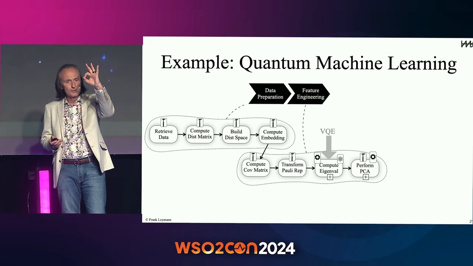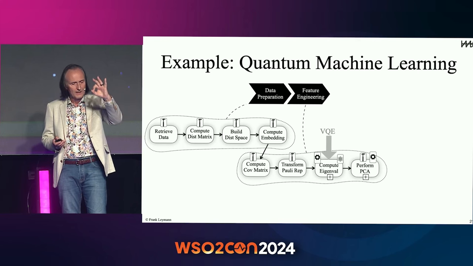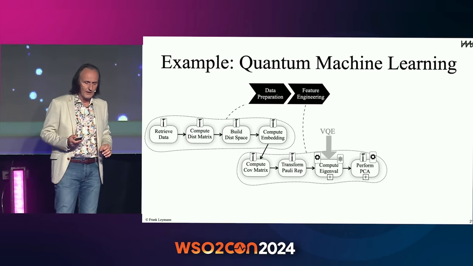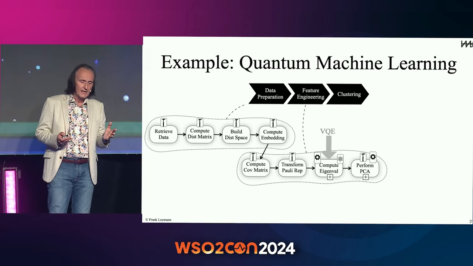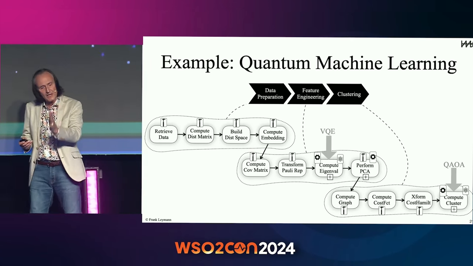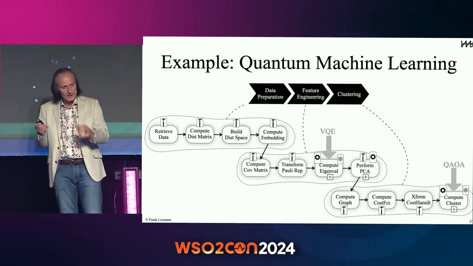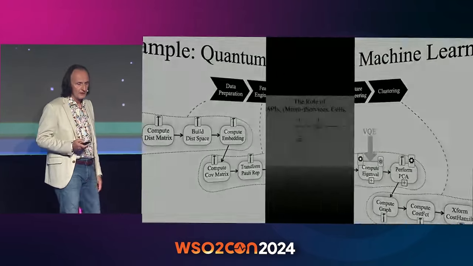This is a quantum computing step, right? We are computing eigenvalues there. We use a variational quantum eigensolver. Then we perform PCA, and then clustering must be done. Again, a bunch of classical steps, and finally we go again to the quantum computer and build the cluster because we wanted to compute clusters here.